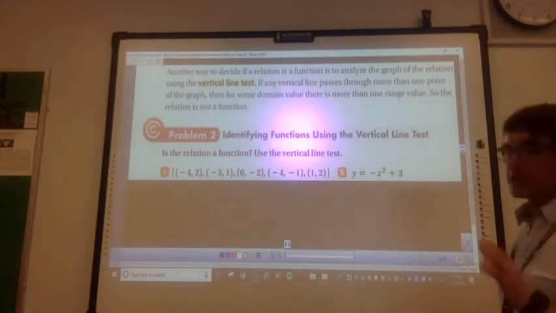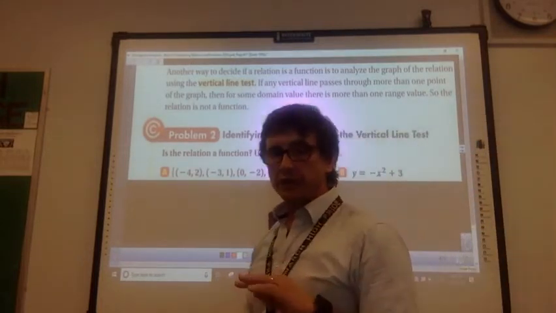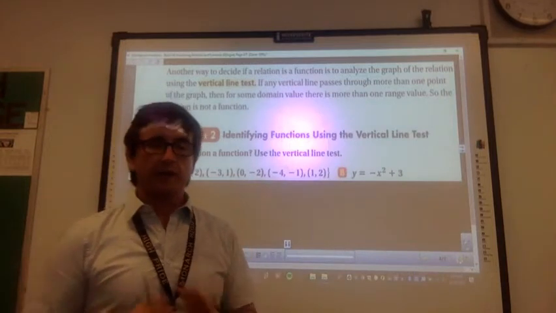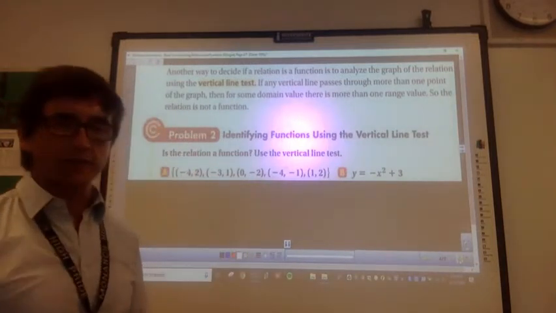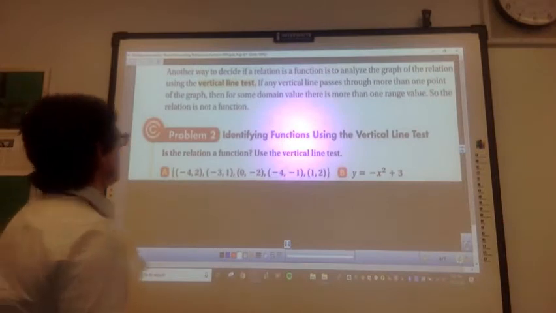Okay, so we're going to talk about a vertical line test now. I'm going to show you some calculator stuff. You do not have to know it. It's just nice to be able to see these things on a calculator.